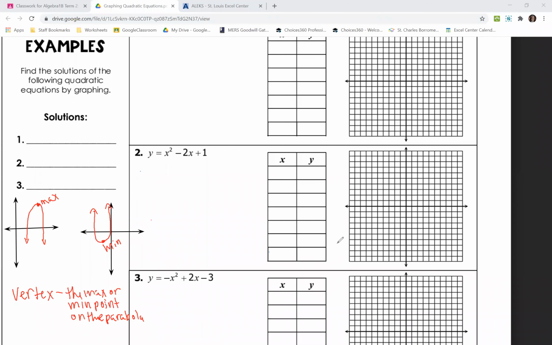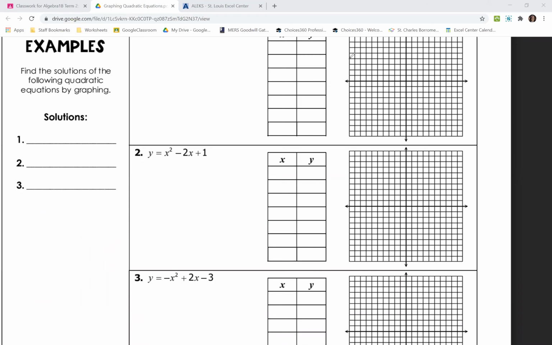Okay, so now let's talk about how to find the vertex. How can you find the vertex algebraically? Because this is going to help us graph our quadratic equations. So I'm going to clear this away and scroll down.